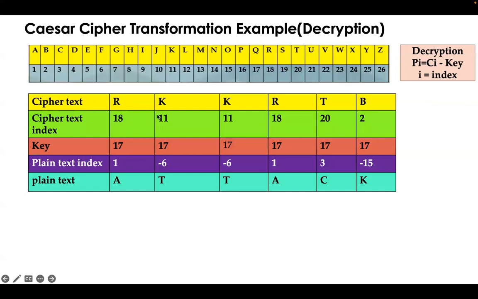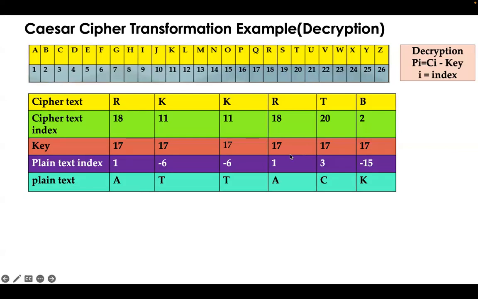And similarly, 11 minus 17 is minus 6. 11 minus 17 is minus 6 again. 18 minus 17 is 1. 20 minus 17 is 3. 2 minus 17 is minus 15. Now we can see that in our 1 number index, there is the alphabet A. So we write down A. But we don't have any minus index number. So we will see how we can find the alphabet from this negative index number.